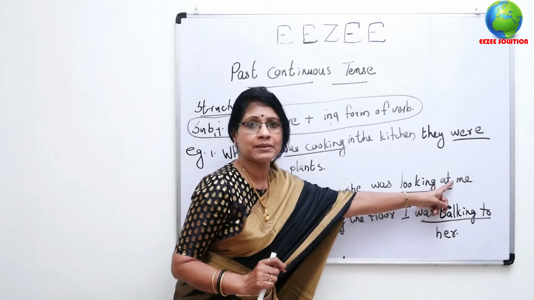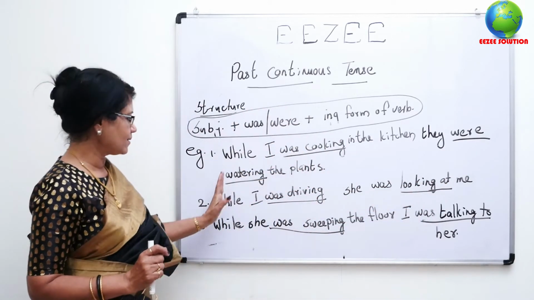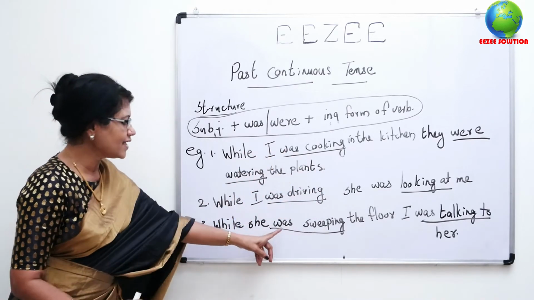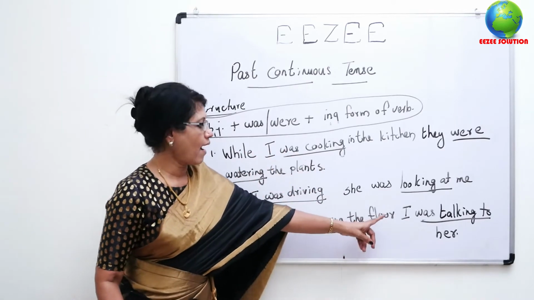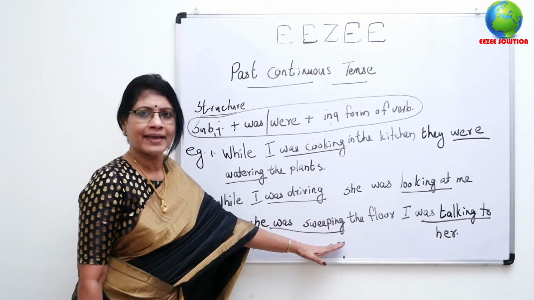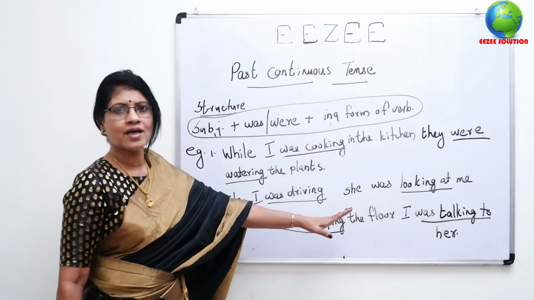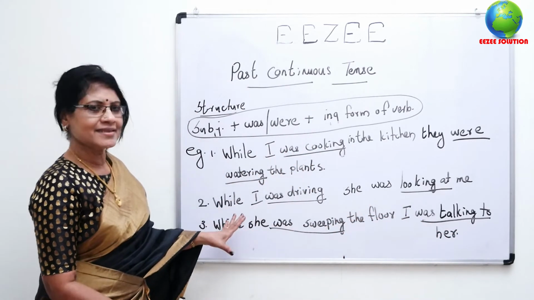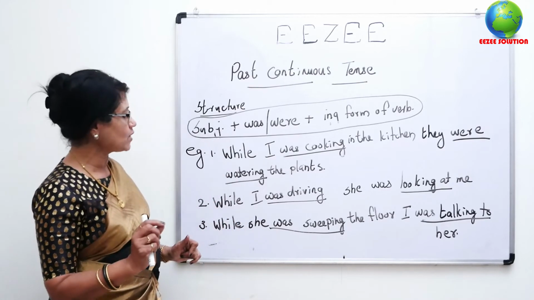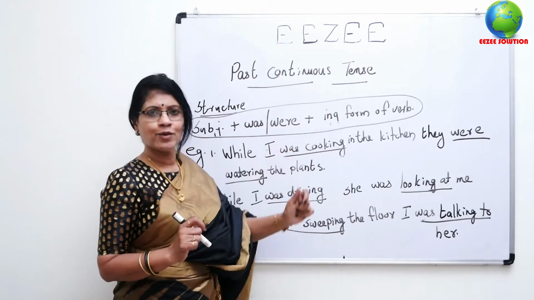She was looking at me, was looking at. So, past continuous tense. Two actions, parallel actions. While she was sweeping the floor, I was talking to her. Was sweeping, past continuous. I was talking to her, was talking. These three sentences are examples of sentences with the past continuous tense.